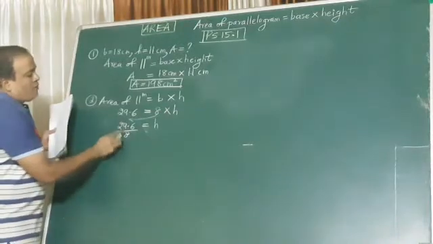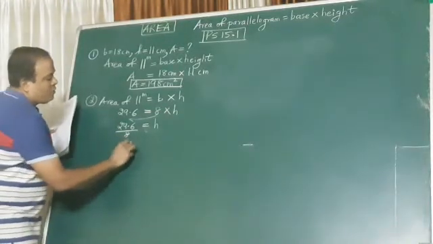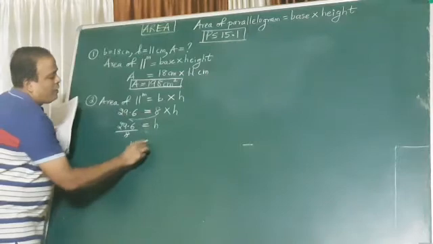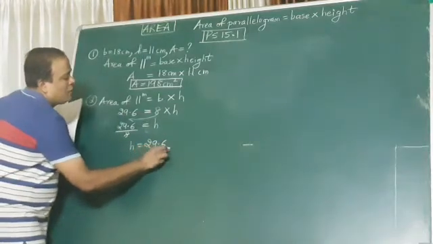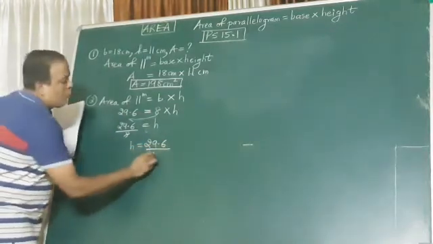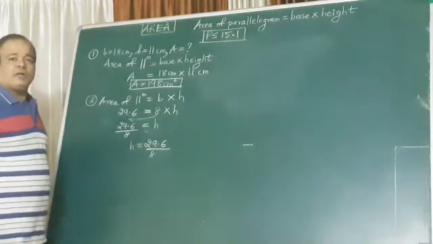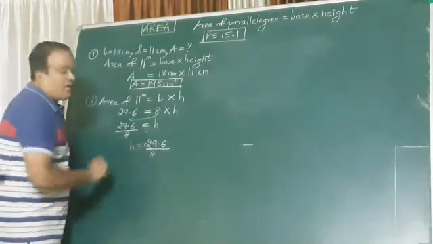Now, what do you have? 29.6 divided by 8. Okay, yes or no? So height is 29.6 divided by 8. Now you will say there is a decimal. If you want, you can get rid of the decimal.